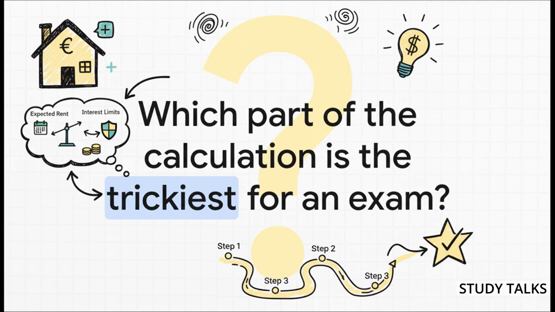So take a second and think about it. What's the one part of this that you think will be the trickiest to remember when the pressure's on in an exam? Is it calculating expected rent or remembering those interest limits? Really focusing on that one piece is going to be your secret weapon.